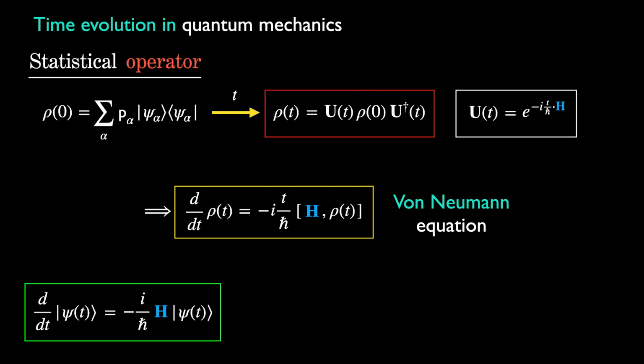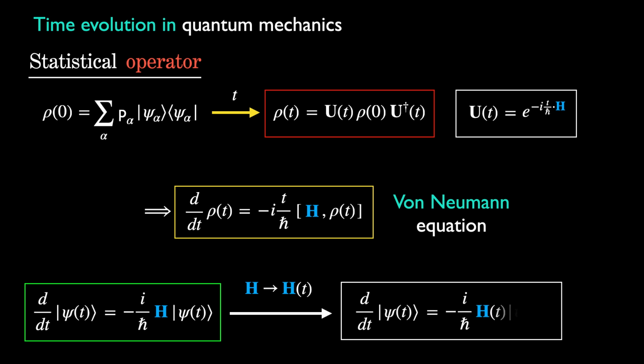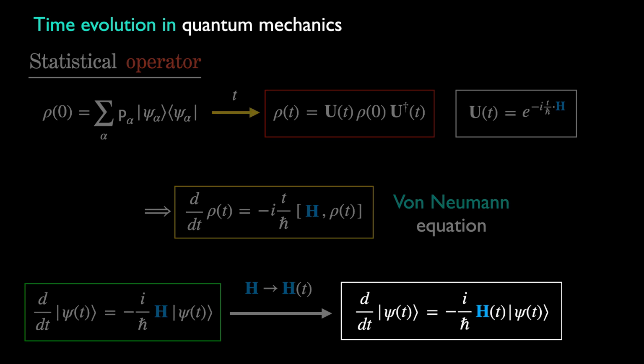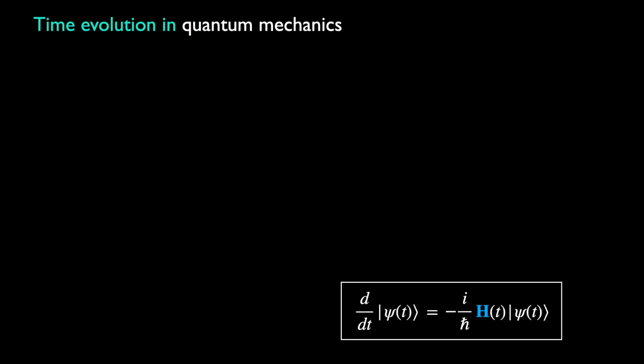Now we are ready to move on to the more general case, where H is dependent on time. This corresponds to the case where the system is not isolated, and its energy changes with time. Let's work this out for the Schrodinger's equation first. Let's not tackle this equation directly, but look at the unitary time evolution of a state vector for the general case.